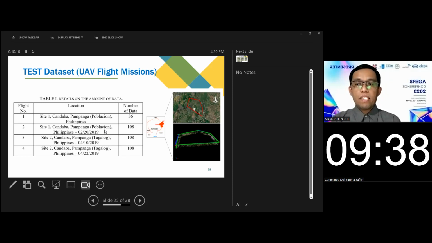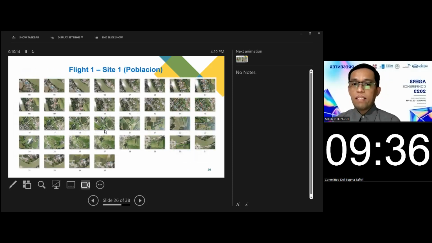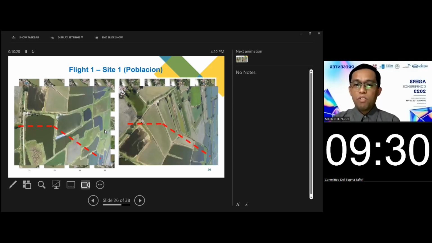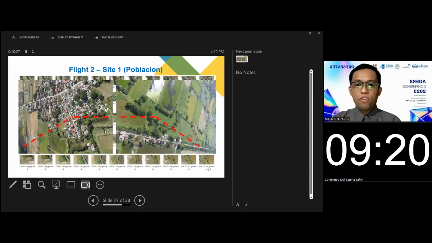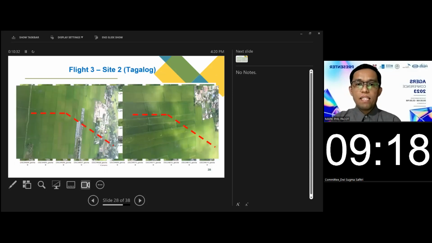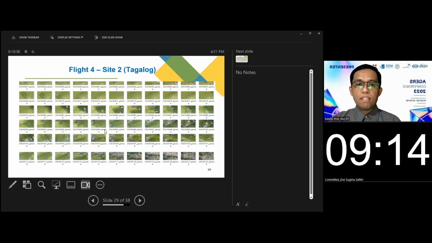Here is an example screenshot of our flight 1 data set. If we zoom in on some of the images, they have natural scene distortion. The flight 2 data set again has scene disorientation, the same with flight 3 and flight 4.